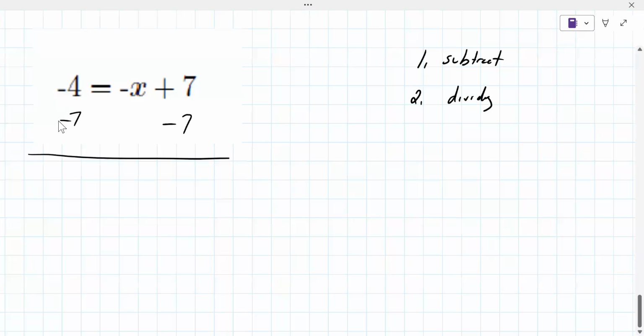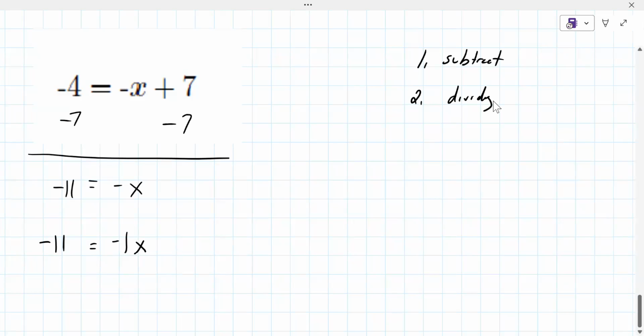What is minus 4 minus 7? Negative 11. Negative 11 equals, now it's negative x, but we saw this 2 problems ago. We can actually write it as negative 1x. There's a negative 1 in front of x.